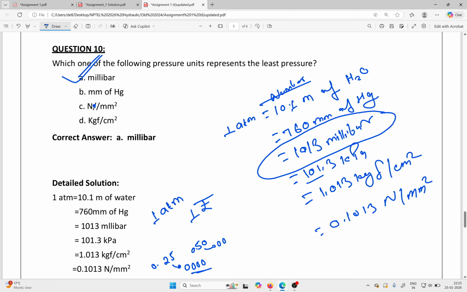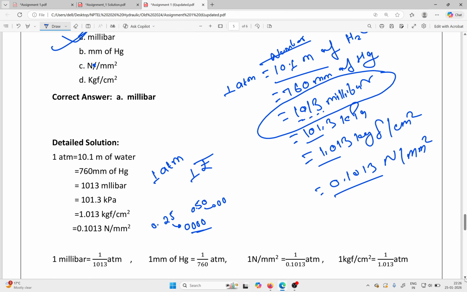But for the other one, it is only 101, 1.013, and another is 0.1. For Hg it is 760 mm, and for H2O 10.1. So this is your very maximum number. That's why the least one is millibar. Option A. So hopefully you understand. Next question.